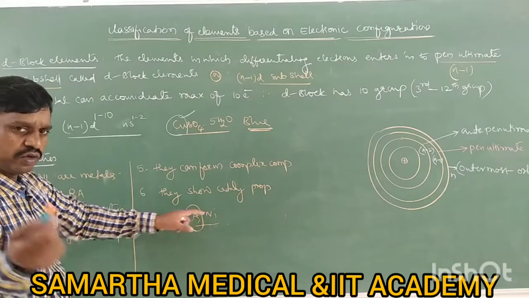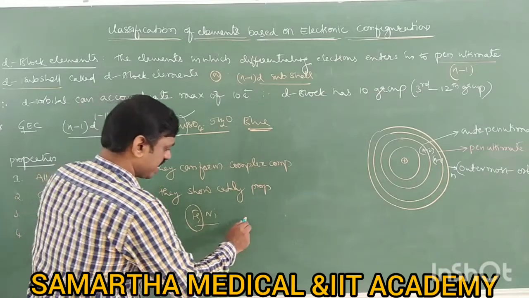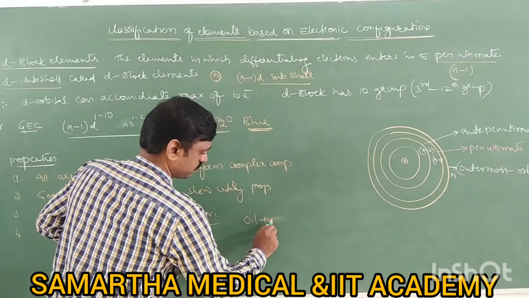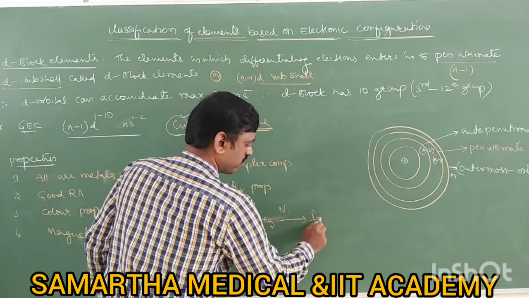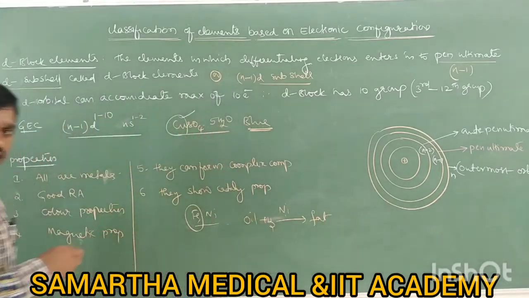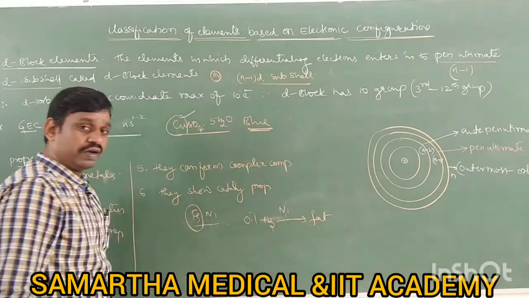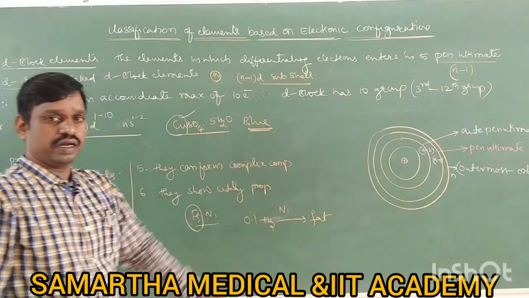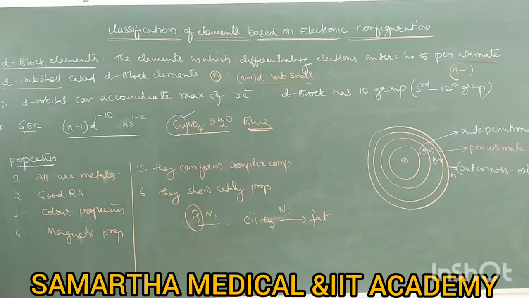Nickel, platinum, palladium: you might have studied hydrogenation of oil. Oil treated with hydrogen, H2, in presence of nickel, platinum, palladium becomes fat. Even it is there in 10th standard also. So oil converts into fat. It is called hydrogenation of oil, where nickel, platinum, palladium can be used as a catalyst. So these are some general properties of d block elements.